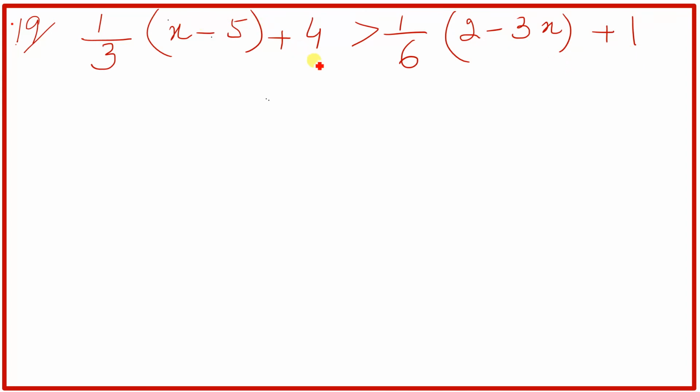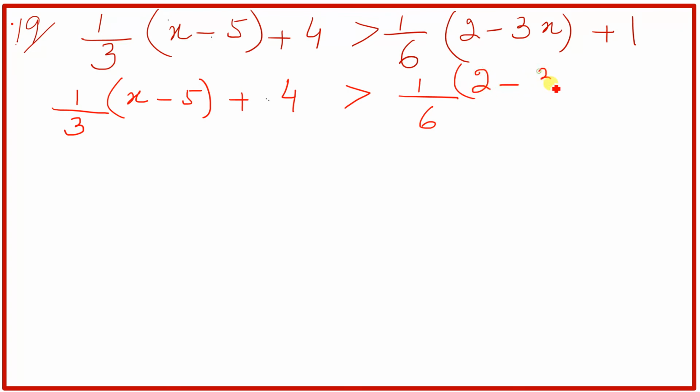Again, in this question we have fractions. This is 1 over 3, this is positive 4. I can write it down one more time. It will be 1 over 3 into x minus 5 plus 4 is greater than 1 over 6 into 2 minus 3x plus 1. So see, there are four terms, 1, 2, 3 and 4, and there is no denominator, it means 1. This is not a rule that you have to write down, but I am just making it easy for you. That is why I have put 1.